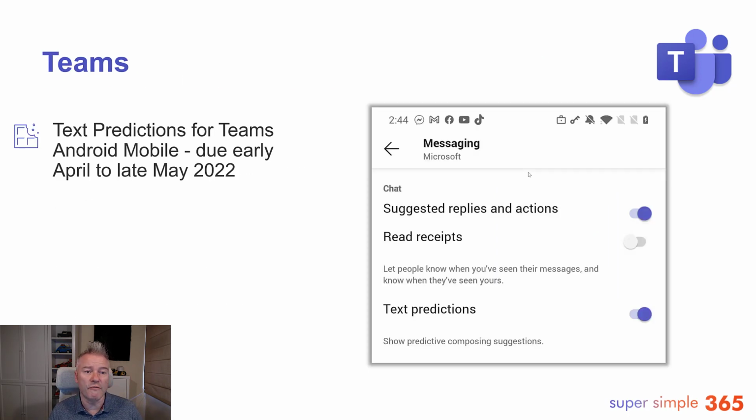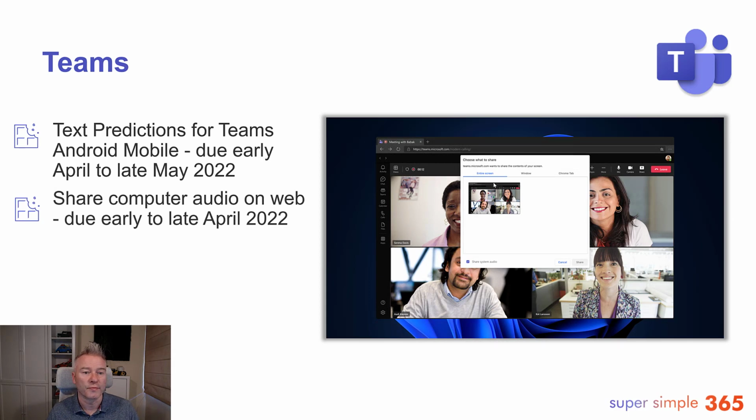Text predictions for Teams Android mobile devices. So, swipe right and you take the suggestion. But of course, if you want to, you can see here, we go into the settings in the app, and you can disable that if you want to.